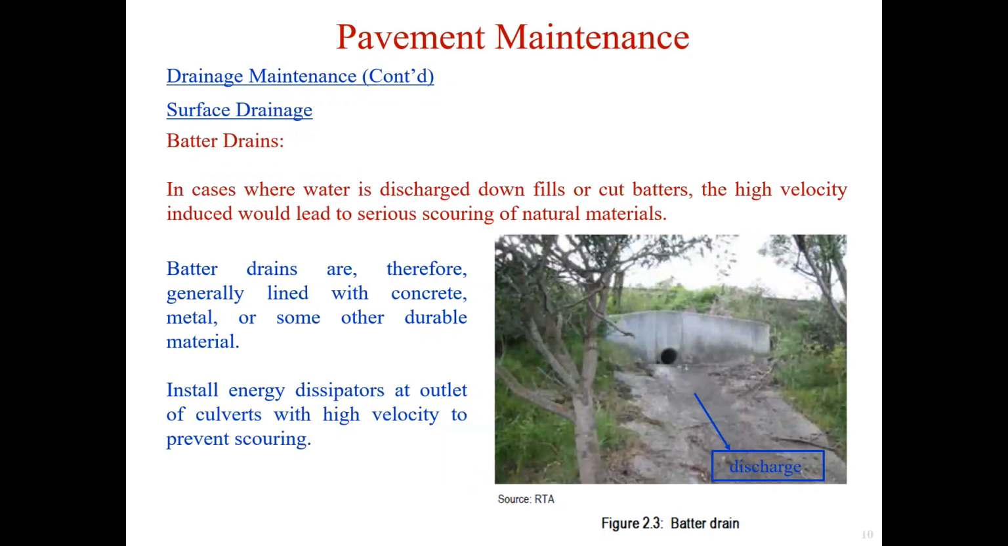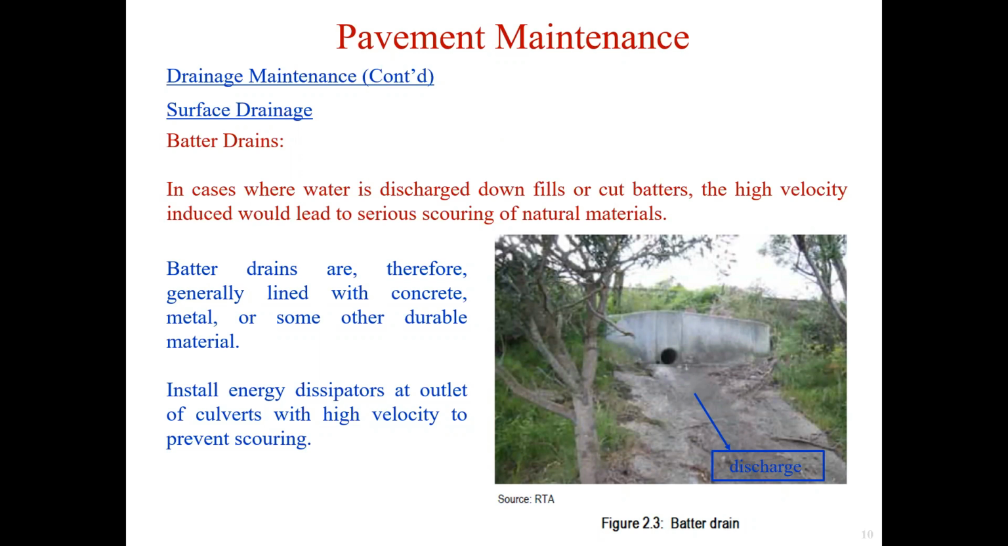For batter drains, where water is discharged down fields or cut batters, if the water flows very fast, it may result in serious scouring of natural materials. So it is generally lined with concrete, metal, or some other durable materials to avoid or reduce the erosion. Installing energy dissipators at the outlet of culverts is another way to prevent scouring.